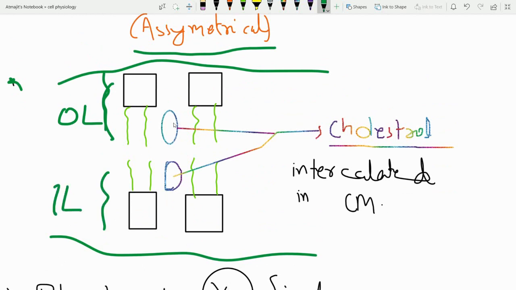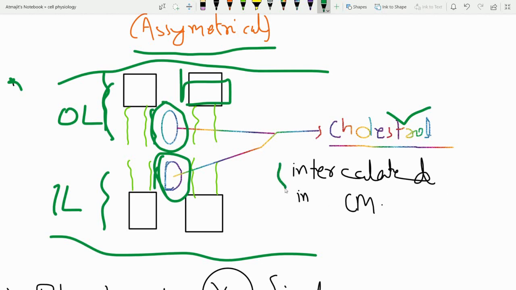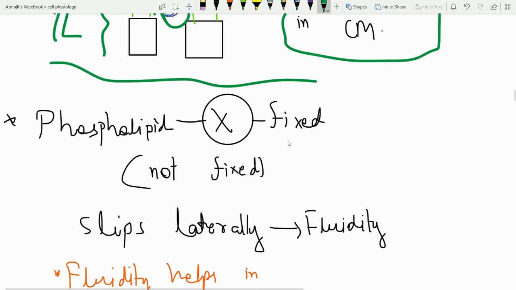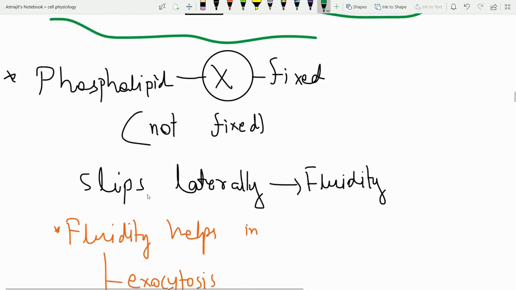In this inner leaflet, these are the tails and these are the heads, but the compounds which are intercalated between the structures of the tails are called cholesterol. These are intercalated inside the cell membrane. The phospholipids are not fixed. They can slip laterally. It is called fluidity.